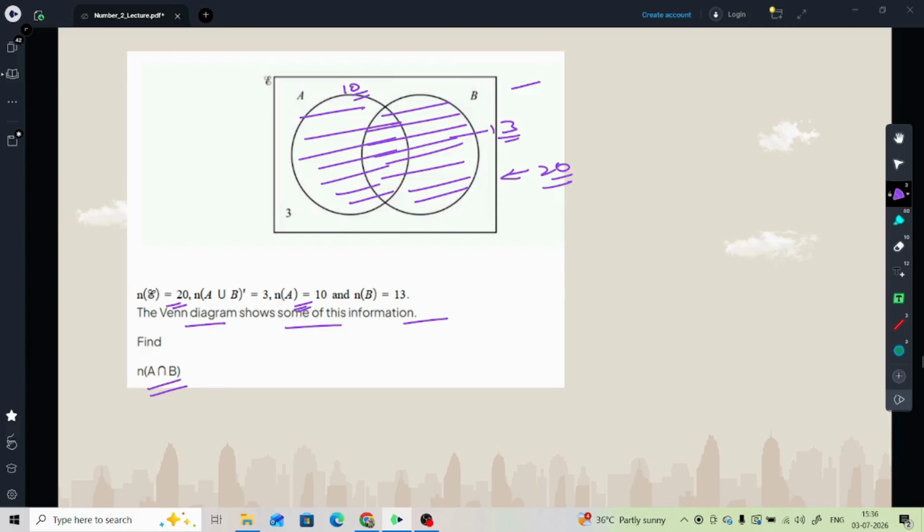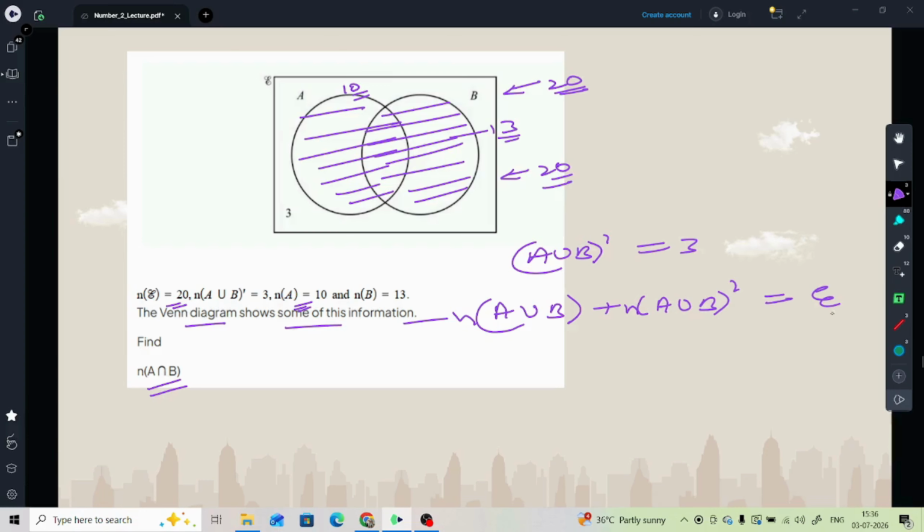Now the point is the total number of elements is 20 and (A union B) complement is 3. I have already told you this multiple times that it is a very useful thing: n(A union B) plus n(A union B complement) will always be equal to the number of elements in the universal set. So n(A union B), we don't know, but we know the other part, that is 3, and the universal set is 20, so n(A union B) should be 17.